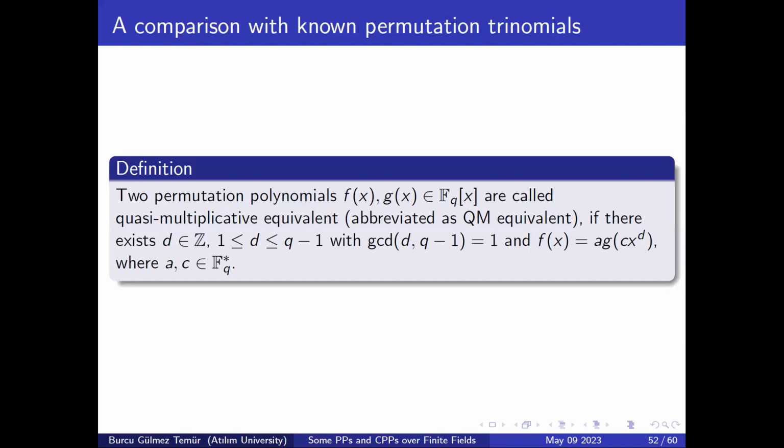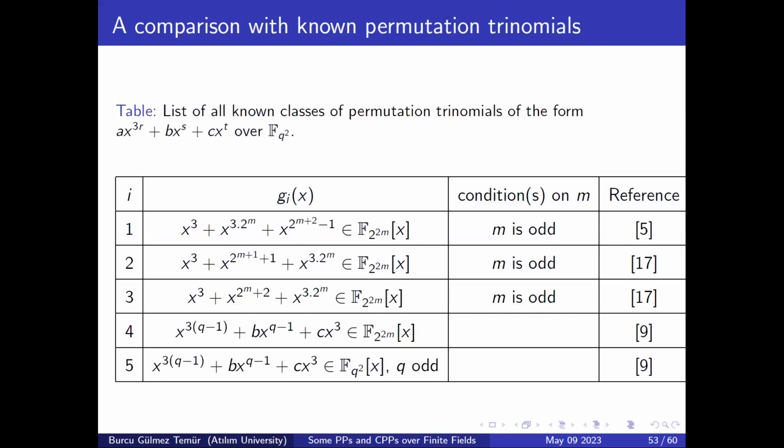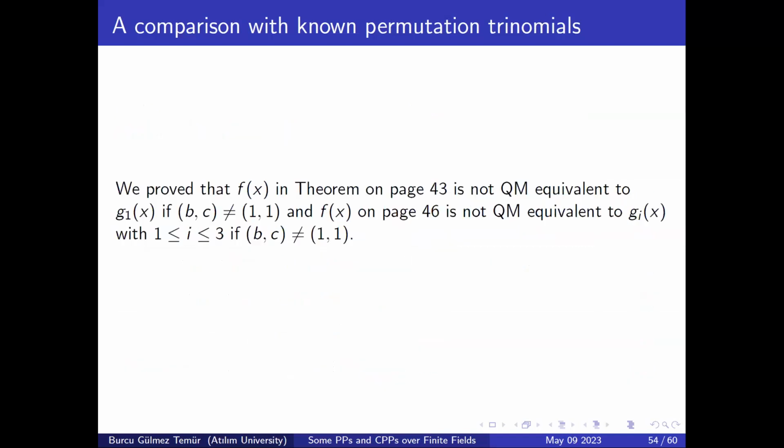Using this definition, in the last paper I talked about, we want to compare our results with the known permutation trinomials. This is the list of all known classes of permutation trinomials of a similar form to ours. The last two are our results actually, and by using the quasi-multiplicative equivalence definition, we have seen that f of x is not quasi-multiplicative equivalent to g1 if b and c are not both 1, and the other permutation polynomial f of x is not QM equivalent to gi of x, where i is between 1 and 3.